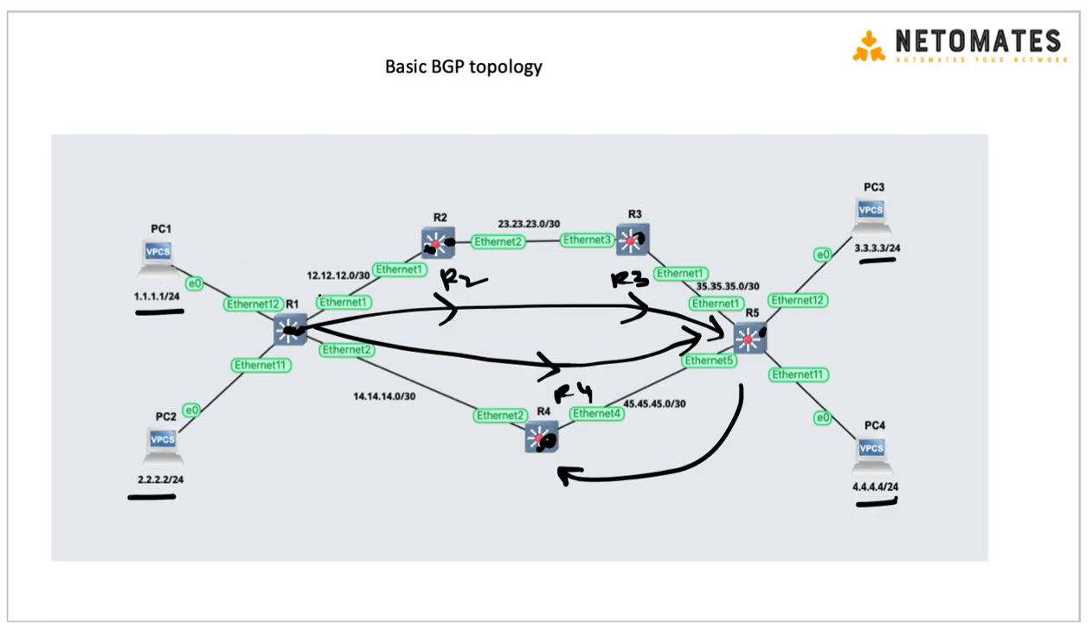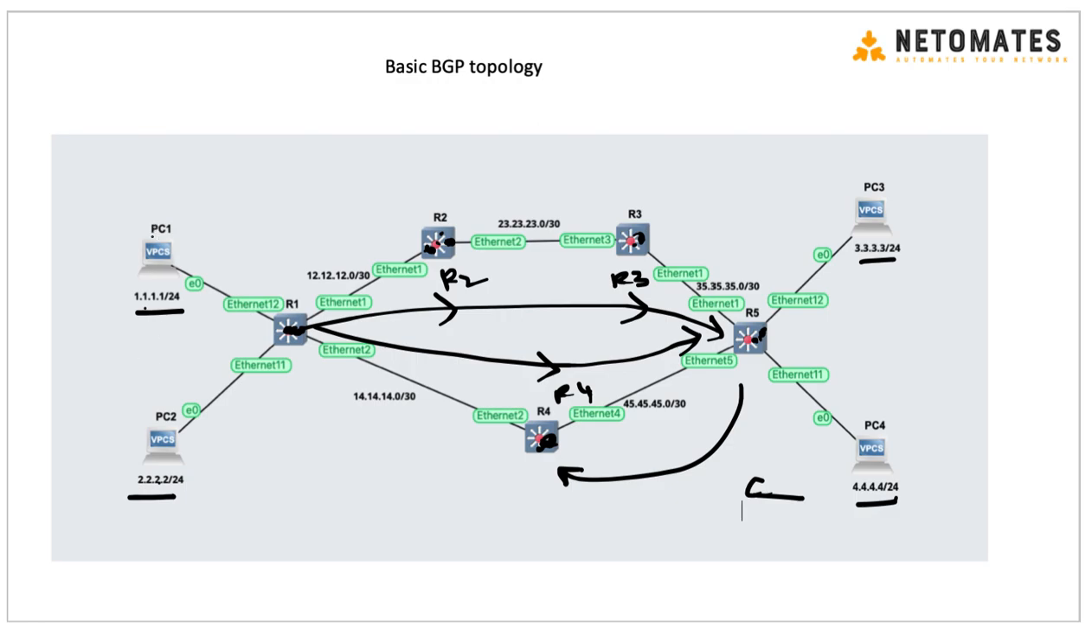Once we configure BGP, R1 will advertise the 1 and 2 networks to both R2 and R4. R2 will forward the same information to R3. R3 will send it to R5. R4 will also send it to R5. Similarly, the same thing happens in the other direction, so that all the routers in the topology will know about the networks 1, 2, 3 and 4.